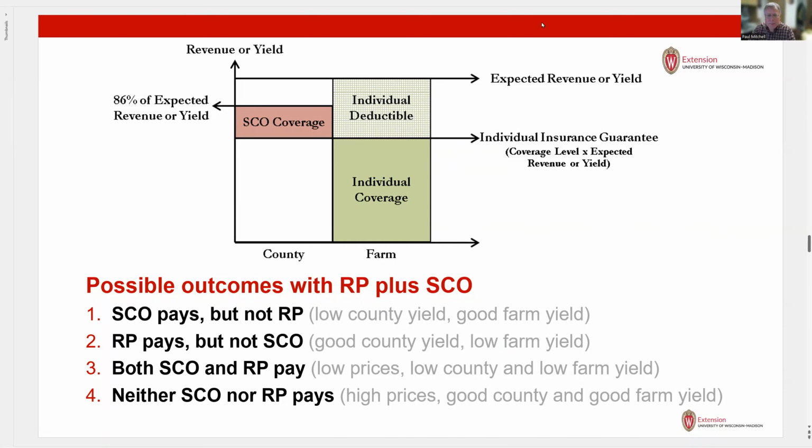So both of them would pay if you have low prices and low county yields. That would trigger an SCO payment. And you might have a low yield at the farm as well with these low prices, and you generate a revenue protection payment as well. The last one is you have high prices, high yields, both yourself and the county, and neither policy pays.